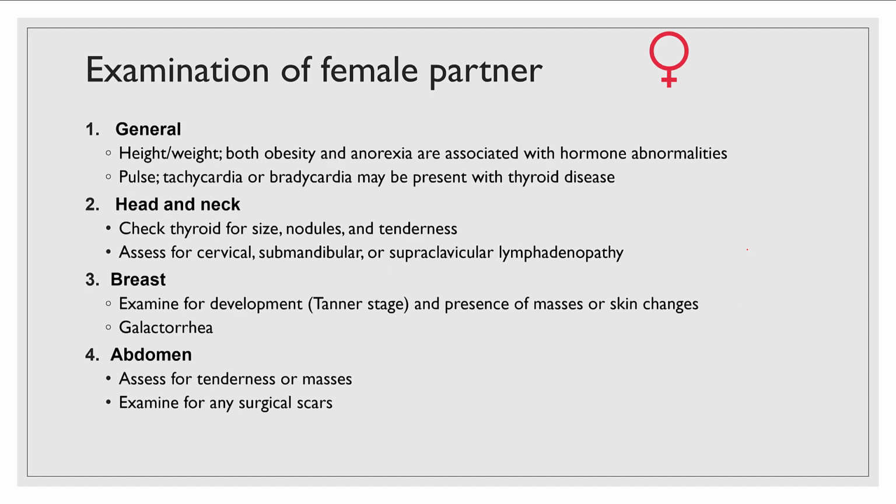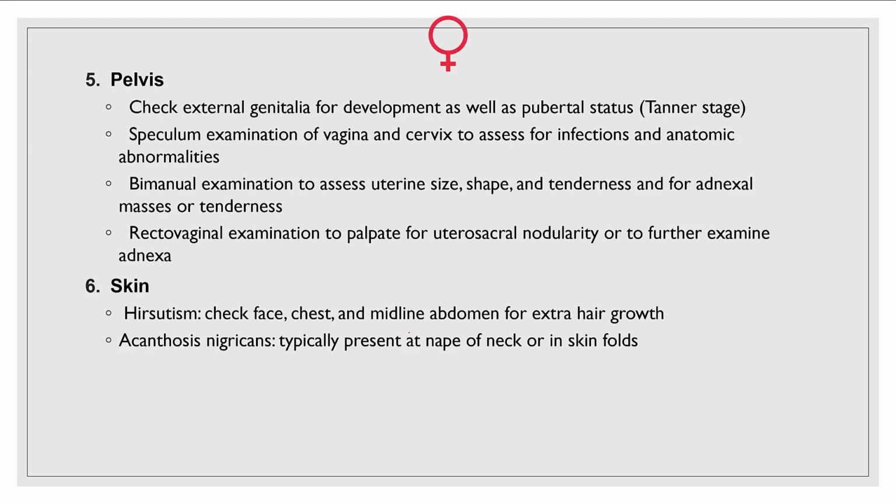Then when it comes to examination, general examination for BMI, height, weight, obesity, evidence of anorexia, evidence of PCOS, evidence of thyroid disease, you need to think. Tachycardia, bradycardia may indicate a thyroid problem. Head and neck examination, cervical lymphadenopathy, galactorrhea, Tanner stage, abdominal scars for previous surgeries, that will give you information. So doing a proper general examination and abdominal pelvic examination will be helpful.